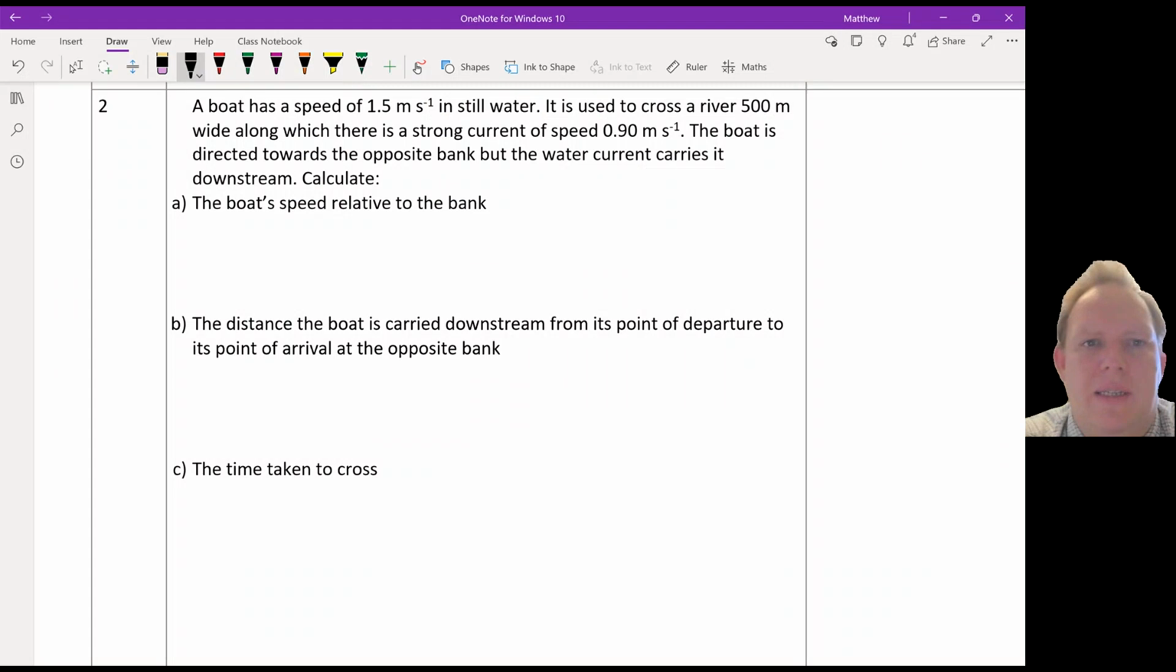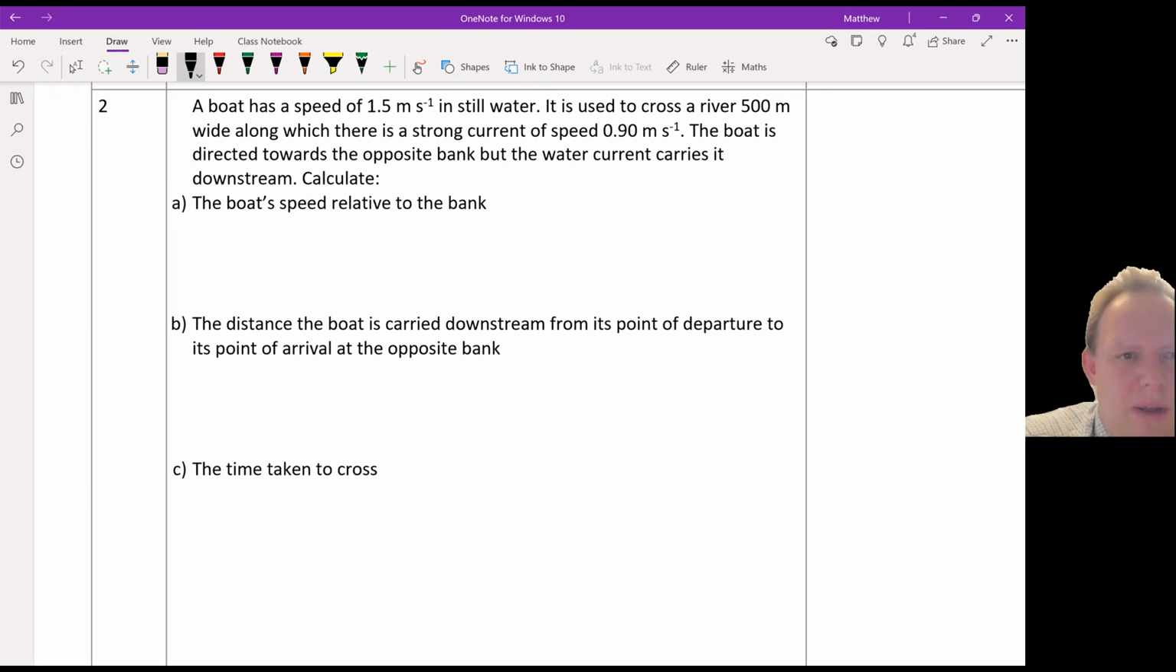Question 2. A boat has a speed of 1.5 meters per second in still water. It's used to cross a river 500 meters wide, along which there is a strong current of speed 0.9 meters per second. The boat is directed towards the opposite bank, but the water current carries it downstream. Calculate the boat's speed relative to the bank.